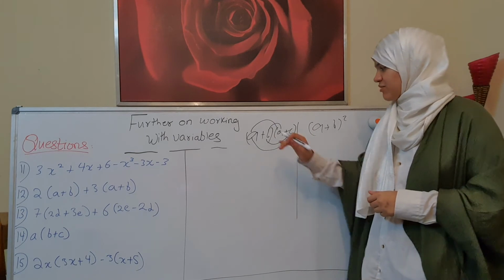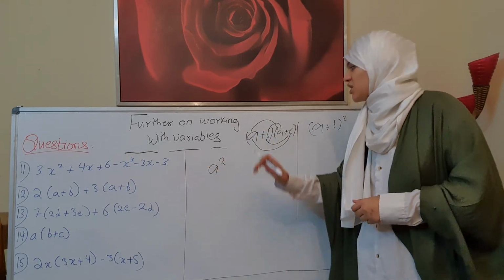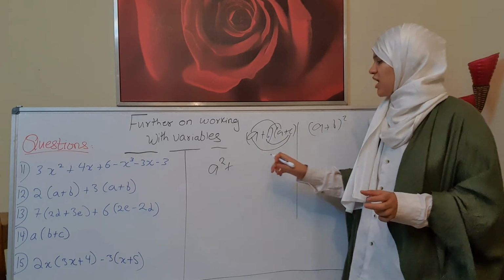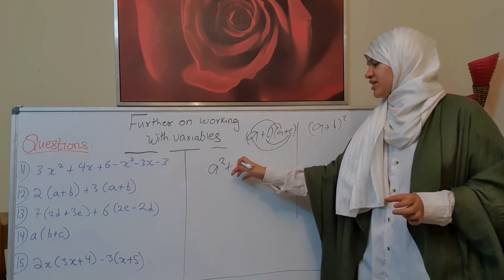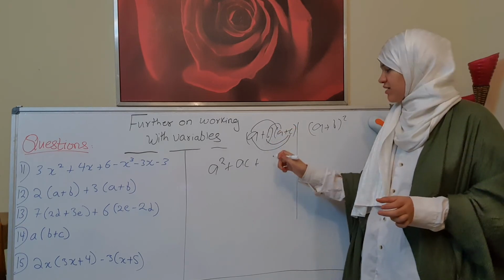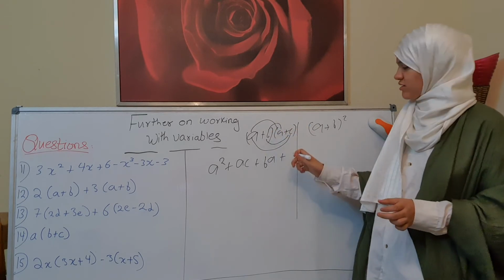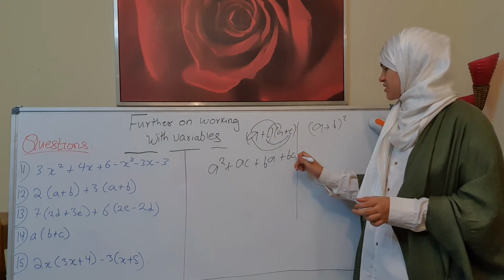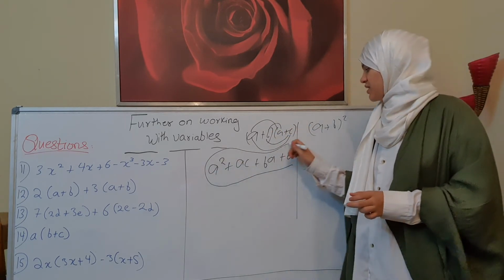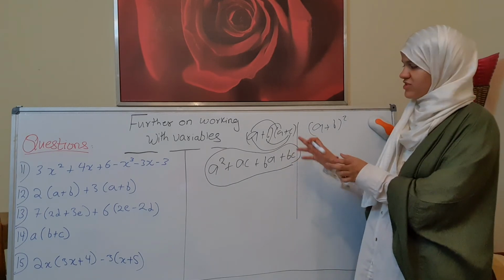Now a times a is a squared. What about c? It will be ac. Plus b times a, ba. Plus b times c, bc. And this will be the final answer for this one.